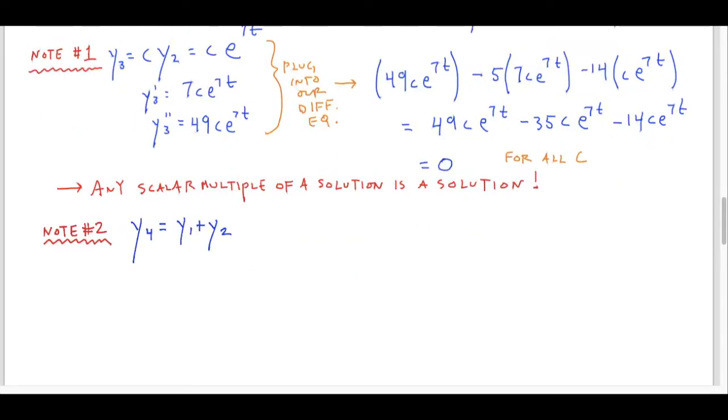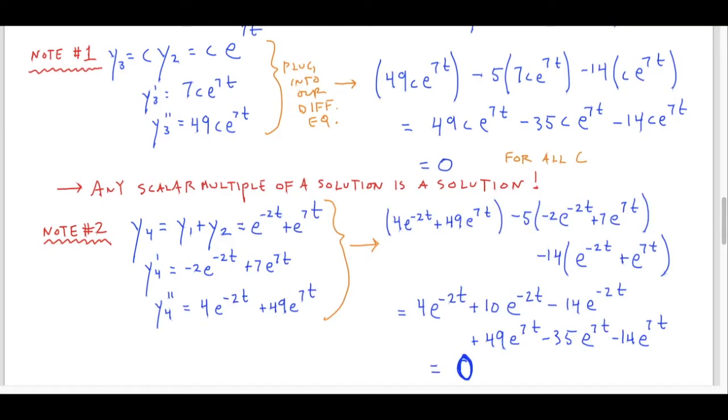Playing this same sort of game, let me define, say, y sub 4 to be the sum of y sub 1 and y sub 2. These calculations are a little tedious, but if you look over them carefully, you can confirm that this new function, which is built by adding together two known solutions, is itself a solution of our original differential equation. Here I've taken the appropriate derivatives of y sub 4, plugged them in on the left-hand side here of my original differential equation, and then after some simplification, sure enough, everything in that left-hand side cancels out, and so it does equal 0. So the original differential equation is satisfied. So we have two key principles here.